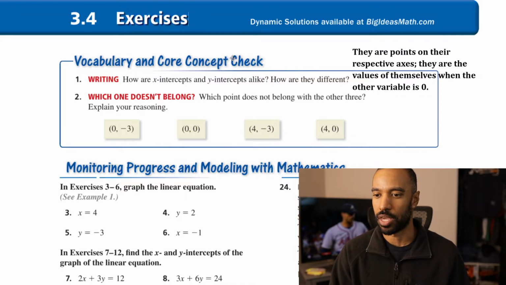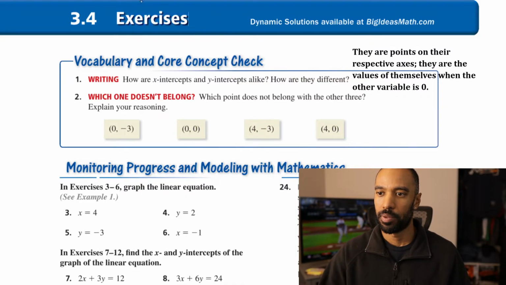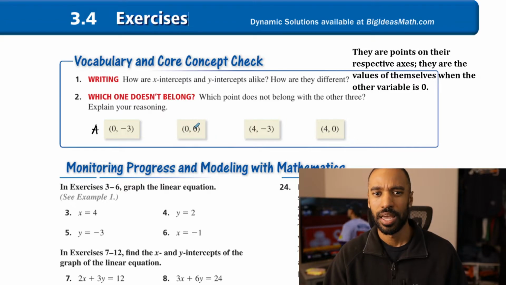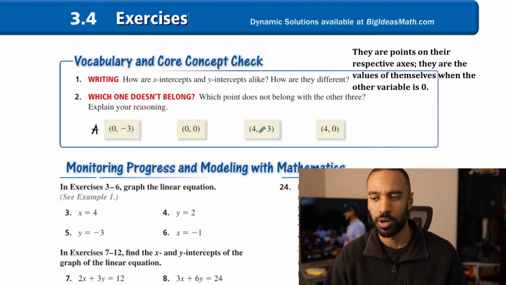Which point does not belong with the other 3? Explain your reasoning. I'm going to call this one A. I see this is also a y-intercept, the value of y when x equals 0. This one's interesting. It's both an x and y-intercept at the same time. X-intercept is the value of x when y equals 0. Y-intercept is the value of y when x equals 0. The x and y-intercepts are both 0. They're both at the origin.